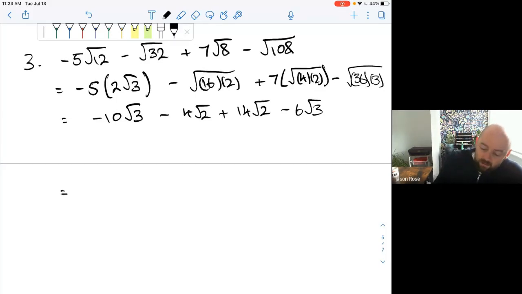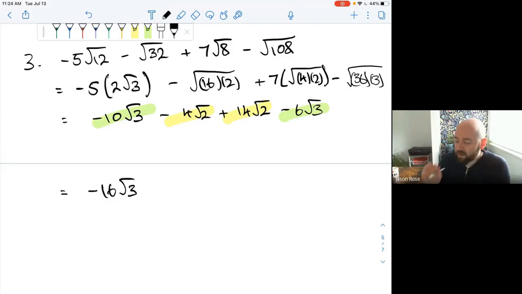Okay, so now the reason I added these extra terms in was because I wanted to demonstrate one last thing with this. I would look at these two as like terms and these two here as like terms as well and add those up. So minus 10 root 3 minus 6 root 3 is going to be minus 16 root 3, and minus 4 root 2 plus 14 root 2 is 10 root 2. Everyone's okay with that addition?